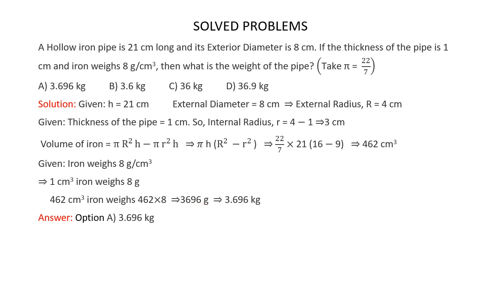3696 grams. But all the given options are in kgs. So convert this grams into kgs by dividing by 1000. So 3696 grams divided by 1000 is nothing but 3.696 kgs. So the weight of the pipe is 3.696 kgs. The correct answer is option A, 3.696 kgs.